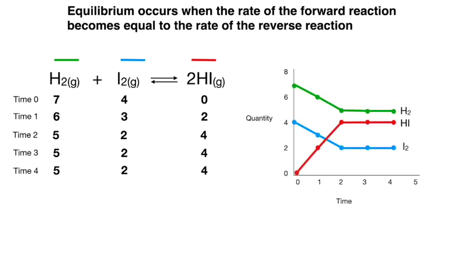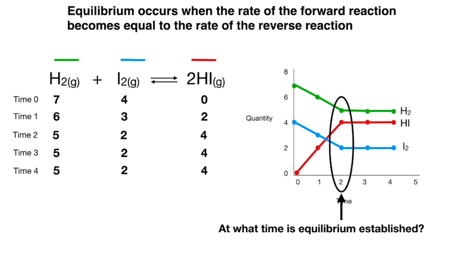And a classic question that we can ask you is, at what time is equilibrium established? Time 0, 1, 2, 3, 4. So when the concentrations level off, that's when equilibrium was hit. Okay, so at time index 2, that's when equilibrium was established.